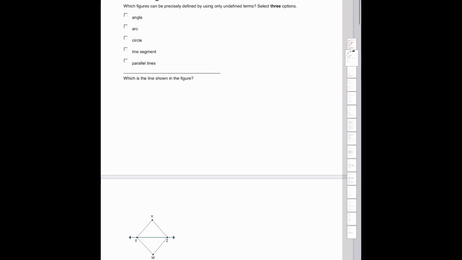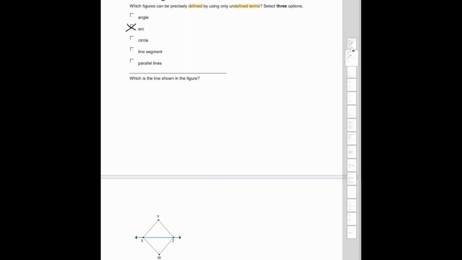Now we're getting into defining terms. This is lesson 2 of unit 1. Let's look at the first question. This asks, which figure can be precisely defined by using only undefined terms? Select 3 options. Well, we have identified various different definable terms in geometry. However, we have not specifically gone over arc, so we can exit that out.